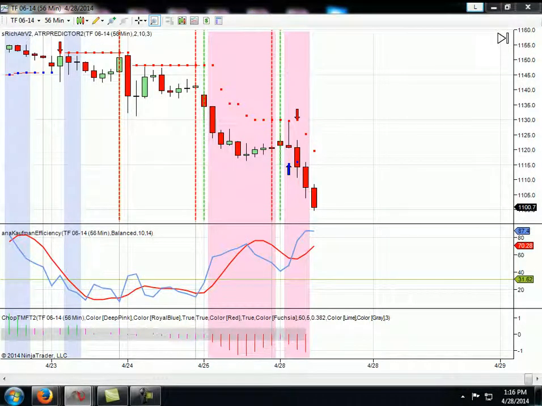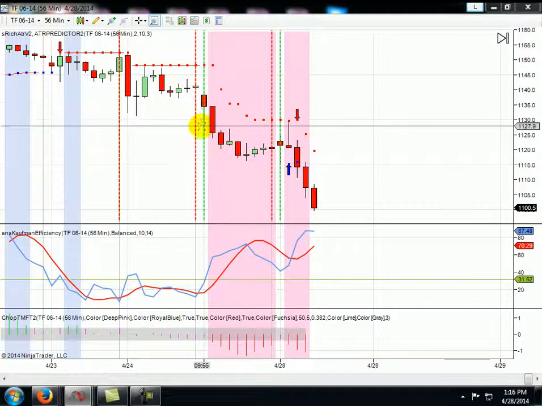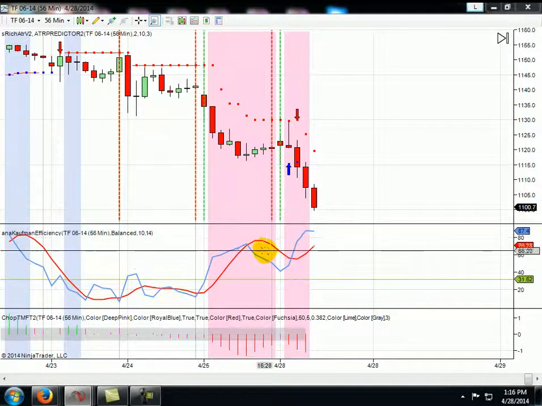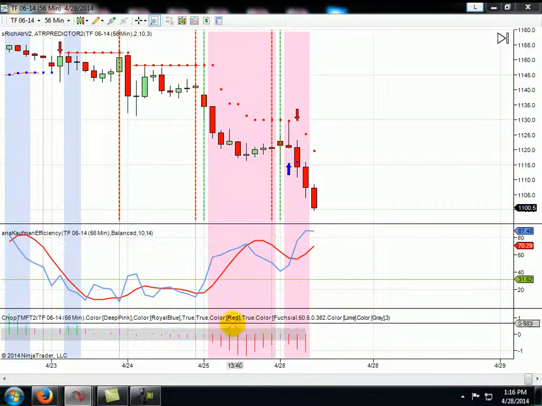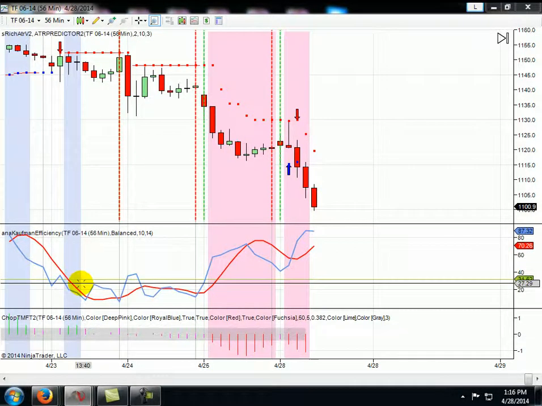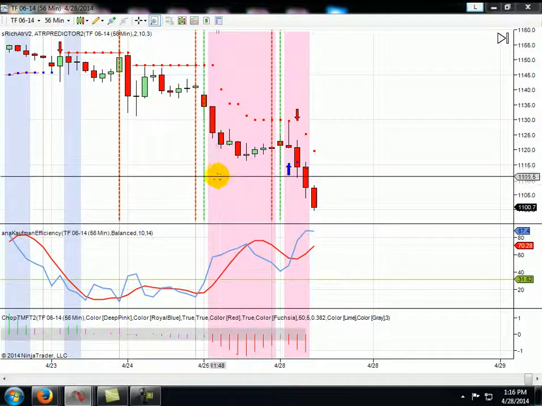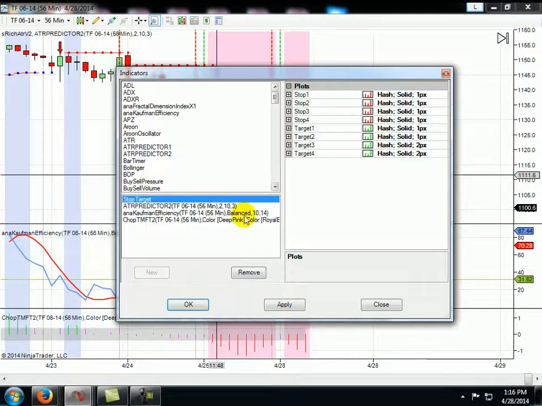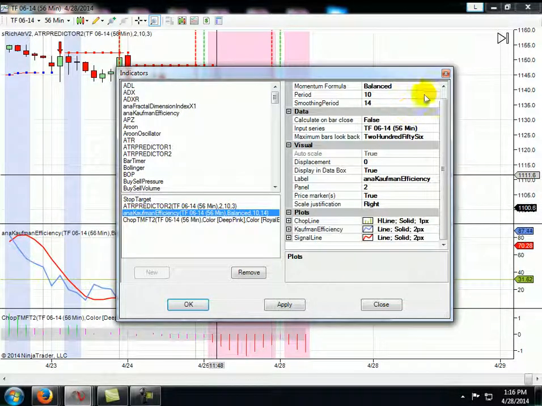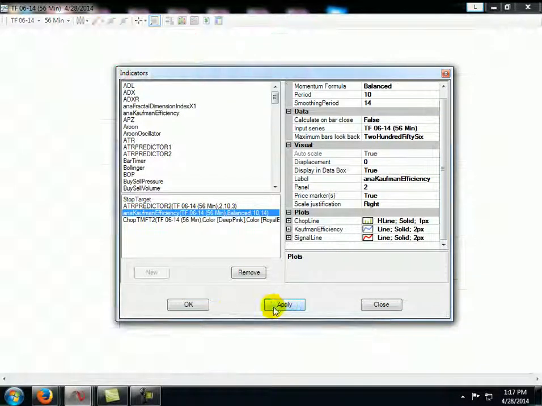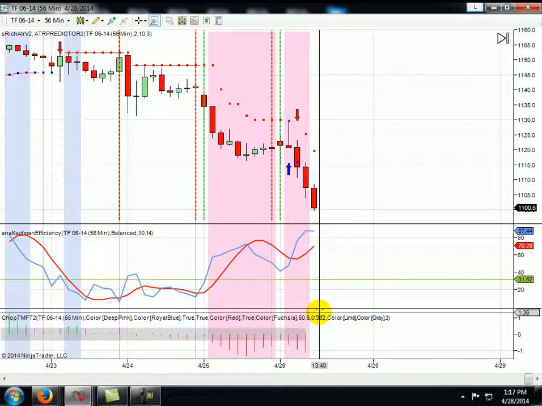Move this back over. And then you see what I've got here on this screen. It's just the ATR, the Kaufman efficiency ratio, and then again the chop meter. You'll notice that this says balanced here, and if you just go to indicators, click on Kaufman efficiency, you go up here to the momentum formula. You have two options, the classic and the balanced. We want to use the balanced. Just hit apply, okay, and bring you back up here.